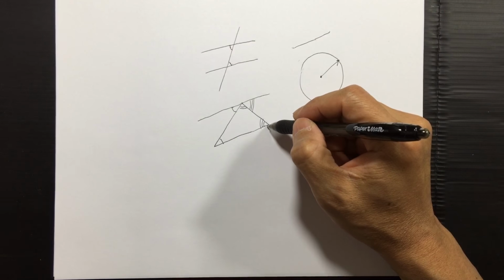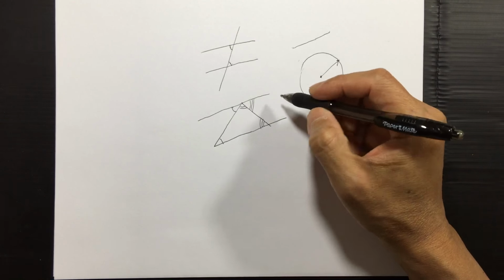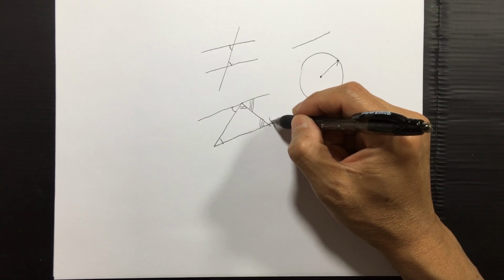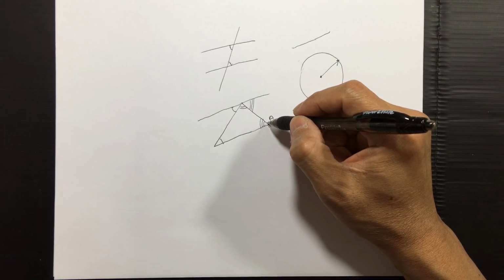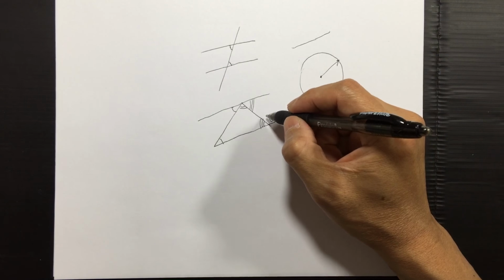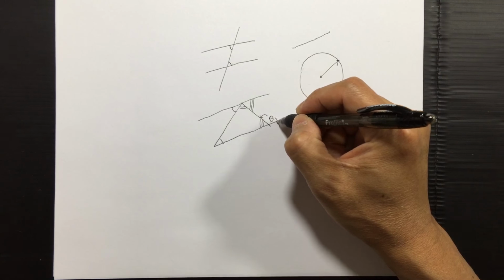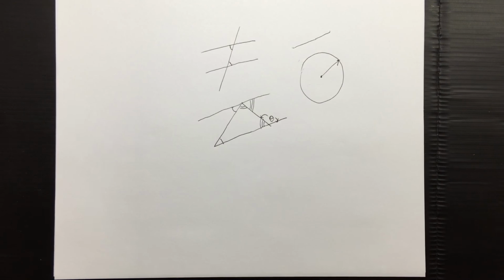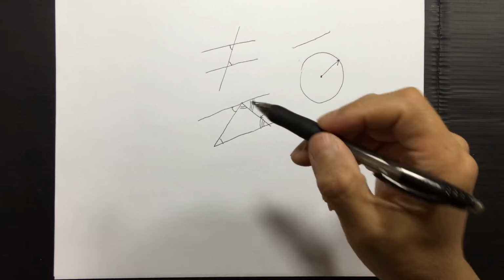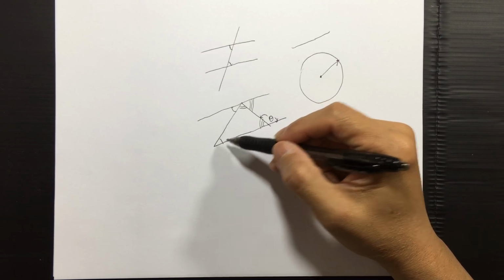There are other properties for this. If you extend this line, you come up with this angle, from here to here. What do you know about this angle? That's equal to the other two angles. These two add up together, right?